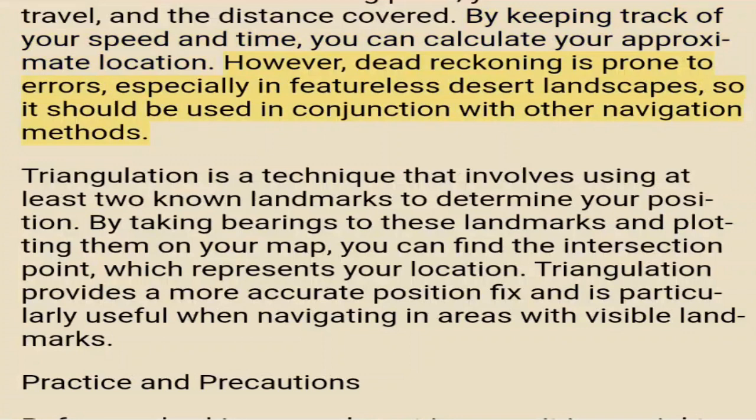other navigation methods. Triangulation is a technique that involves using at least two known landmarks to determine your position. By taking bearings to these landmarks and plotting them on your map, you can find the intersection point, which represents your location. Triangulation provides a more accurate position fix and is particularly useful when navigating in areas with visible landmarks.